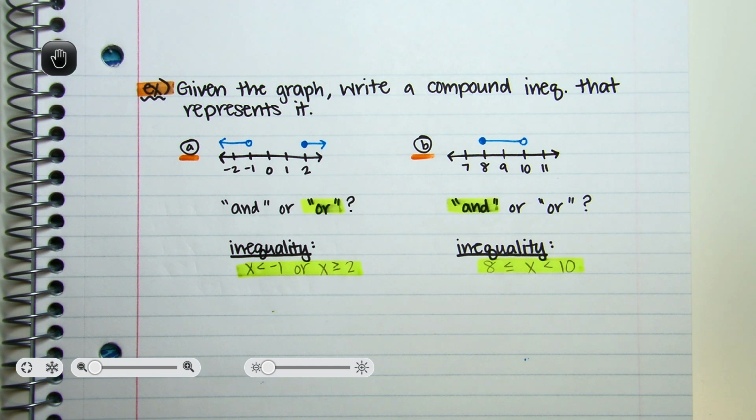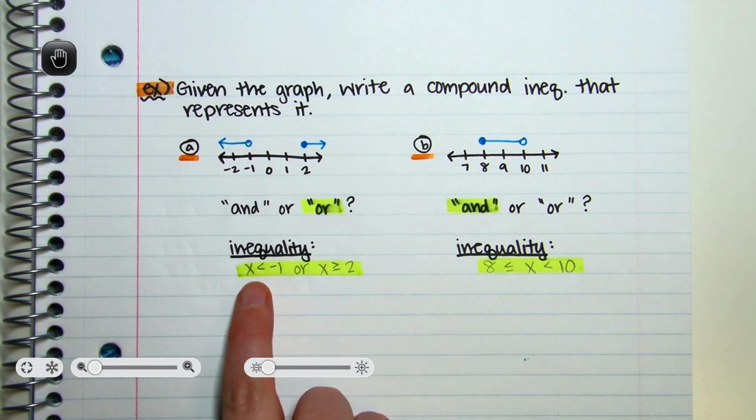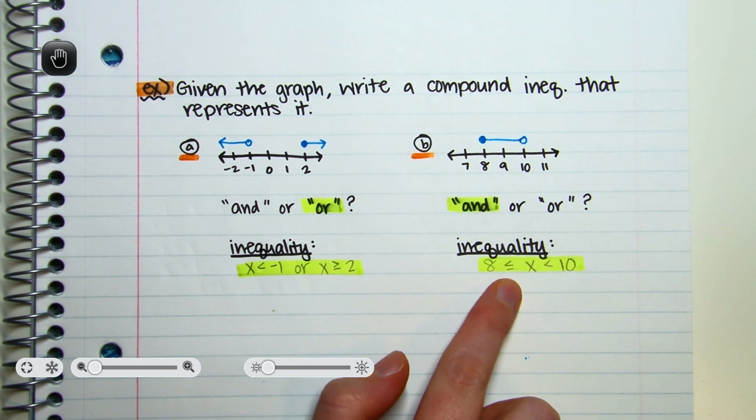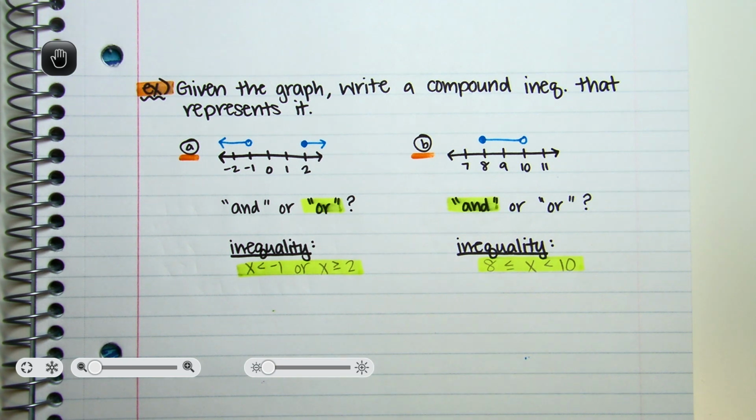Go ahead and check your answers. You should have said that part A was an or statement and part B was an and statement. And both of these have one of them that is just a greater than or less than symbol, and one that has the or equal to line. So double check and make sure you have that right.